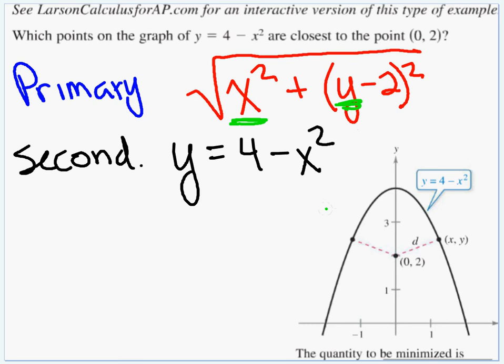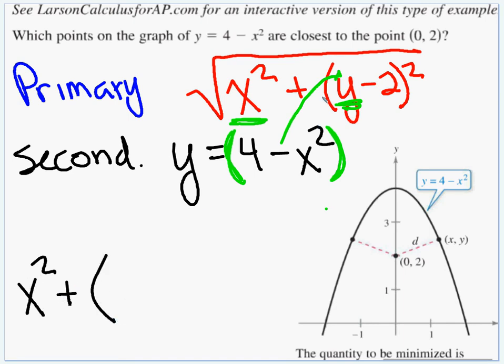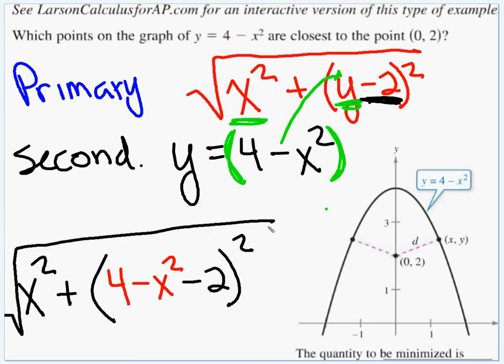So this, we don't even have to manipulate our secondary. Here is y equals this stuff. I'll put it in green parentheses. That stuff in the parentheses is going to go in for that variable y. So I'm going to write it down here. We've got x squared plus parentheses. This y is gone. Y is replaced with 4 minus x squared. But don't forget, we still have this minus 2. And then that quantity is squared. So here is my primary equation in one variable. Now I should be able to copy this onto a new slide.